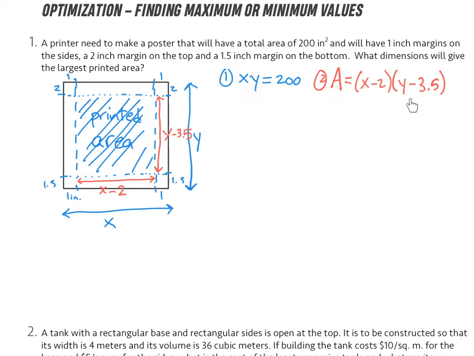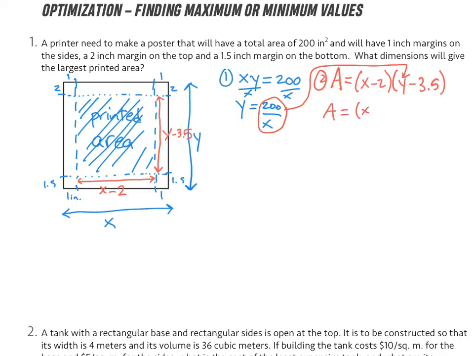Before we can find the derivative of this equation, it will be helpful if we take this equation and use substitution to change this equation and reduce it from 3 variables down to 2 variables. So let's take the blue equation and isolate one variable. I'll isolate y. Divide both sides by x. Y equals 200 divided by x. Now I can take that expression and replace y with that expression in the red equation.